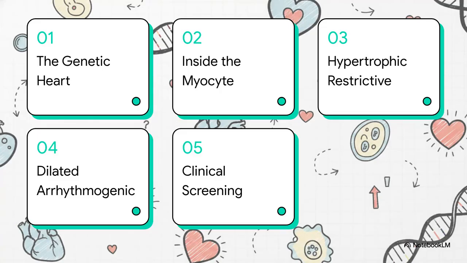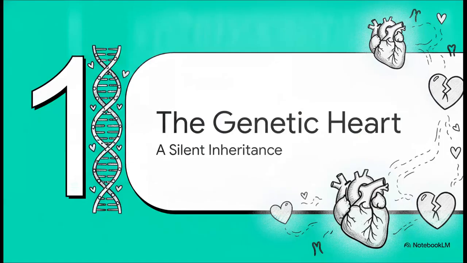Okay, so here's our quick roadmap for today. We'll start with the genetic heart, head inside the myocyte, look at hypertrophic and restrictive phenotypes, then dilated and arrhythmogenic phenotypes, and finish up with clinical genetic screening. Let's get to it. Section 1.